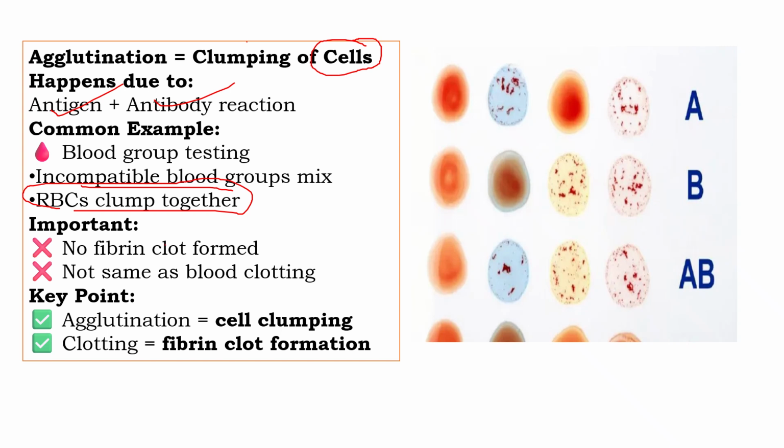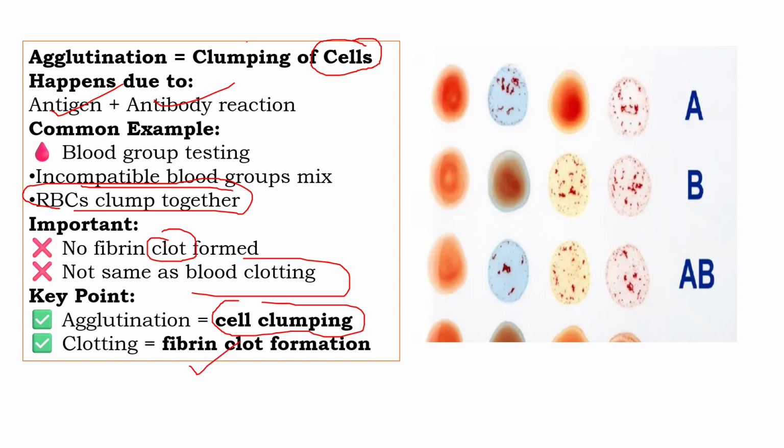So here a clot is not getting formed. There is no clot or thread-like structure which is forming. There is clumping or aggregation of cells. So it is not the same as blood clotting. And here you have to remember it is cell clumping, no fibrin clot formation. And clotting is fibrin clot formation.